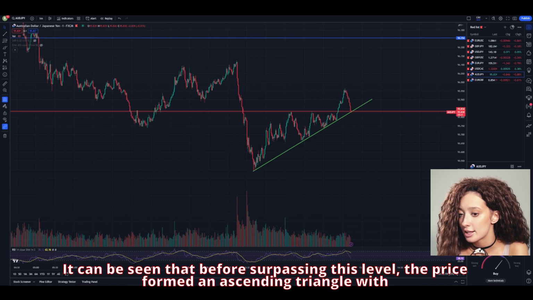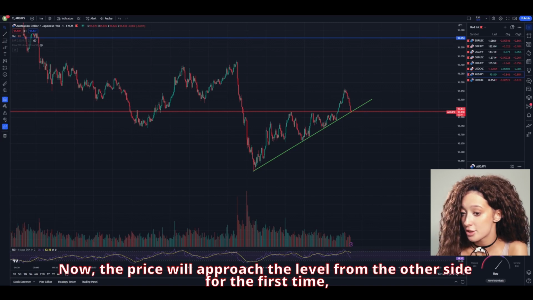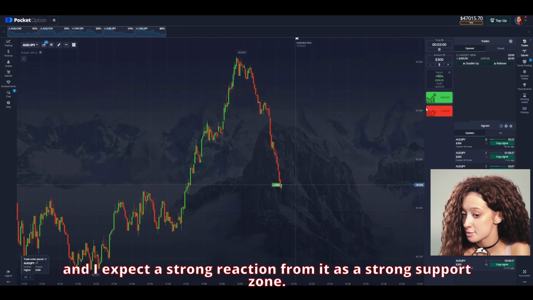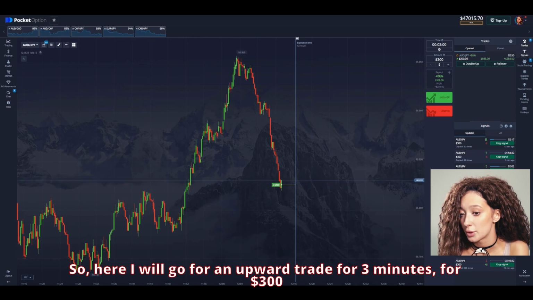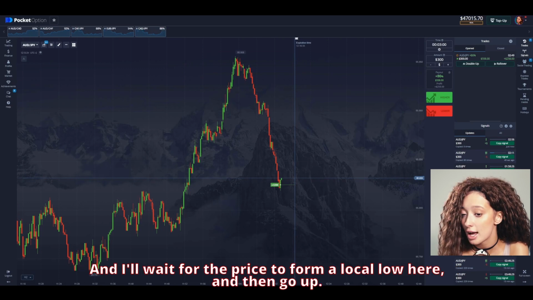It can be seen that before reaching this level, the price formed an exciting triangle with equal highs and decreasing lows. Now the price will approach the level from the other side for the first time, and I expect a strong reaction from this strong support zone. So here we go, and I will go for an upward trade for 3 minutes at $300, and I will wait for the price to form a local low here and then go up.